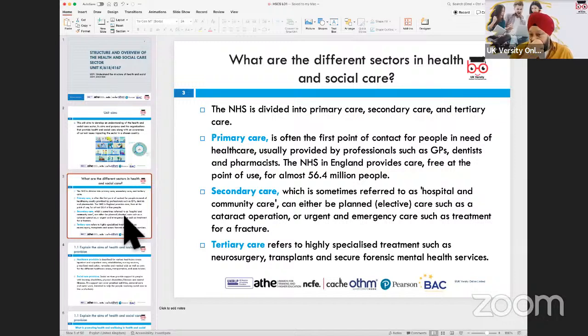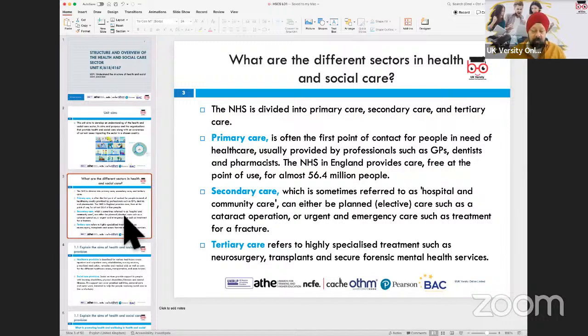Now, the National Health Service in England provides this care free of charge. Obviously, for some of us, we have to pay prescription charges when we get a prescription from the GP. But this covers almost 56.4 million people in terms of population in England. When we look at Wales, it's about 3.5 to 4 million, Scotland about 5.5 million, and Northern Ireland 1.8 million. So that makes up the 65 to 68 odd million population in the UK as per the last census. Now, secondary care is sometimes also referred to as hospital and community care.